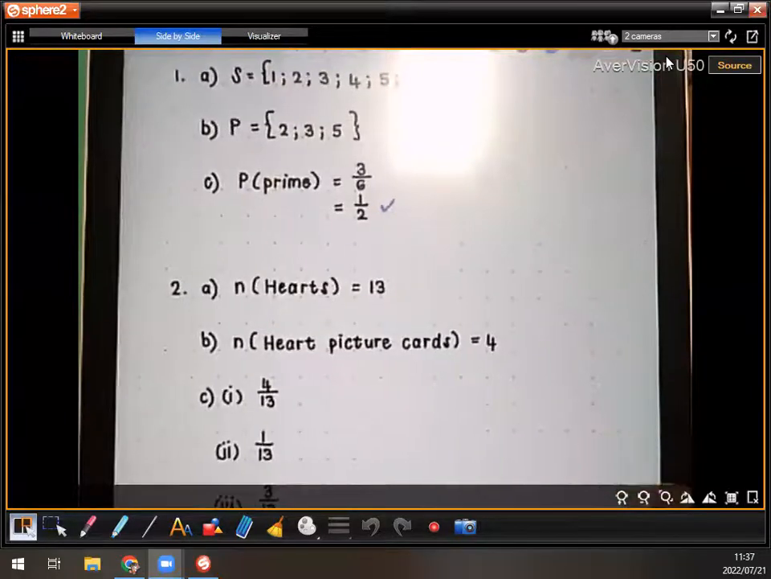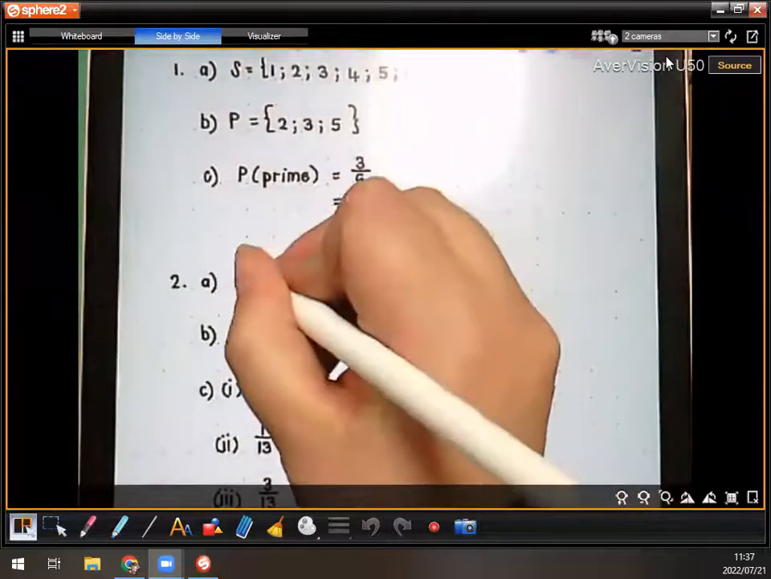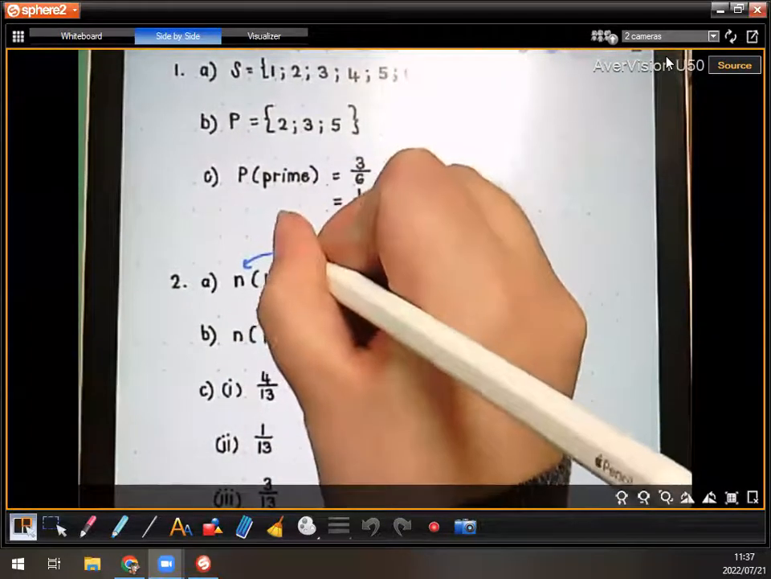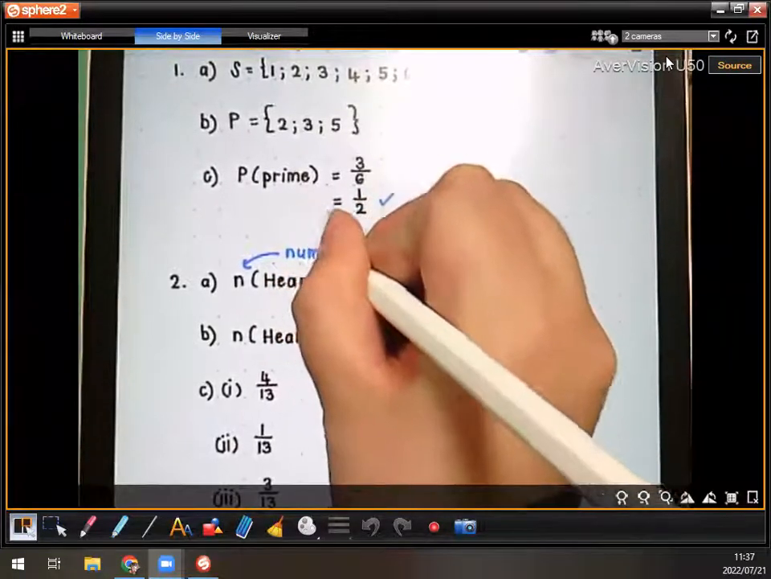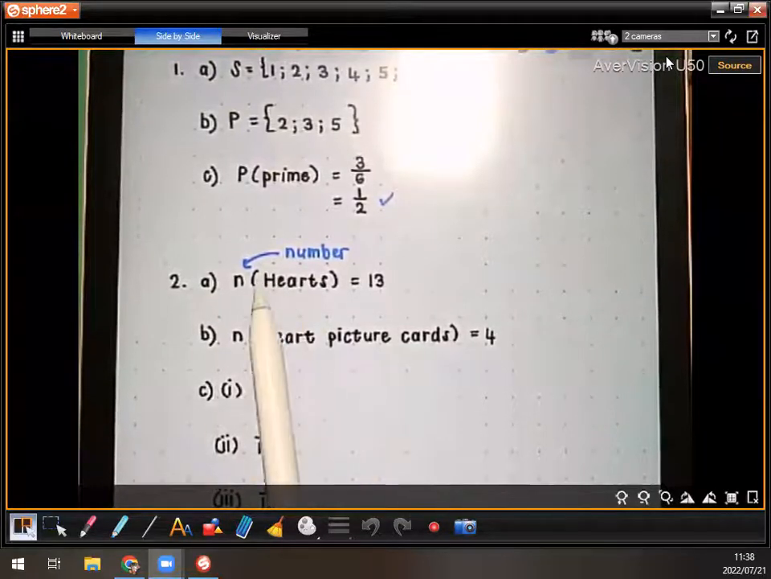For number 2, again here I wrote n, which stands for number. You didn't have to. You could have just said 13. That's fine. But I just wanted to show you the proper notation, which I think was in that note you had to go through yesterday. Use the n with brackets in that note. You don't have to write it. It's just if they say in the question, what is n of half? You need to know they're talking about the number of halves.